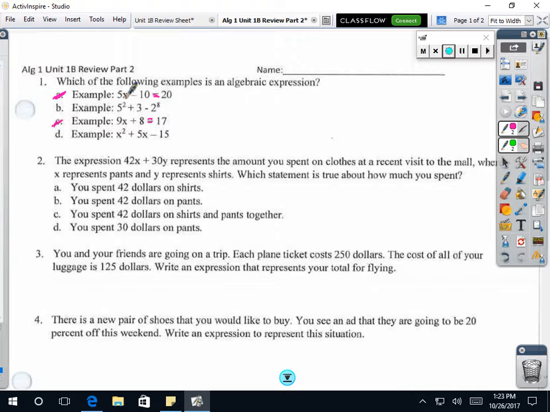C. B and D do not have an equal sign, but why is B not an algebraic expression? There's no variables, so it's got to be D. All right, number 2.